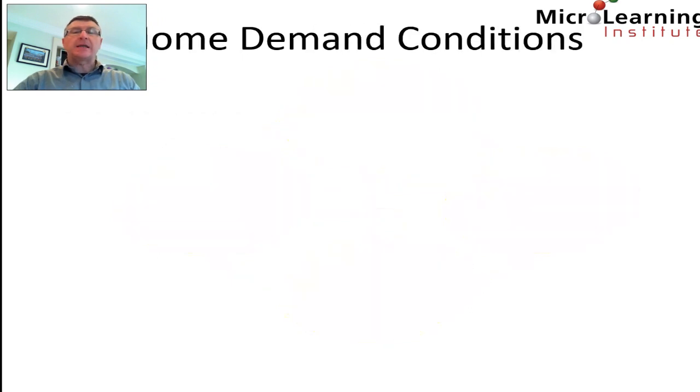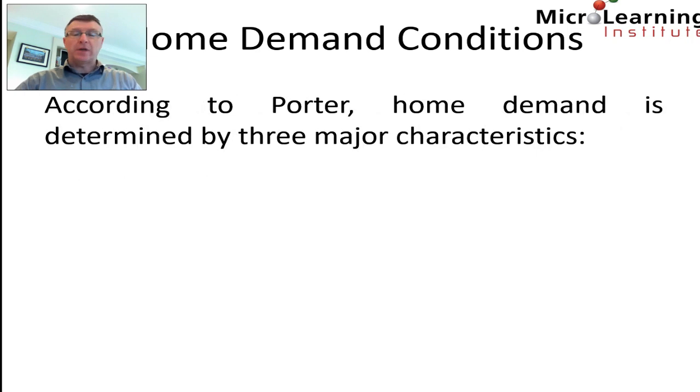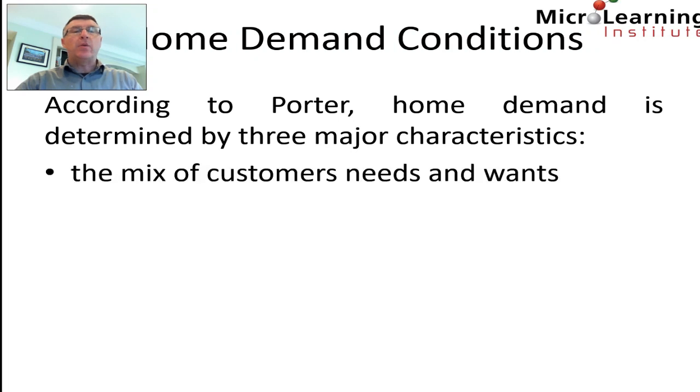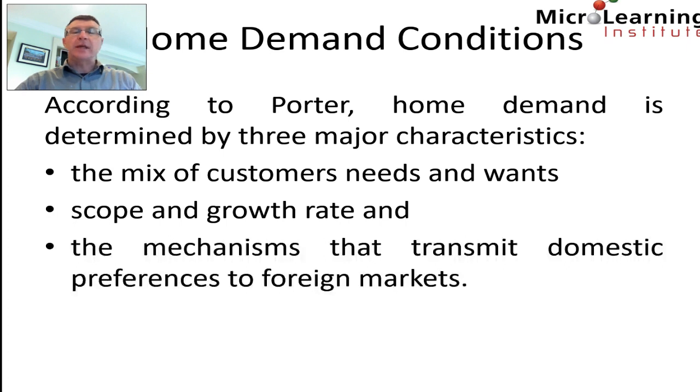Porter's Diamond next looked at home demand conditions. Home demand conditions, it concluded, have impact on the pace and direction of innovation and product development in a particular country. According to Porter, home demand is determined by three major characteristics. One, the mix of customers' needs and wants. Two, the scope and the rate of growth of an industry in a sector. And thirdly, the mechanisms that transmit domestic preferences to foreign markets.